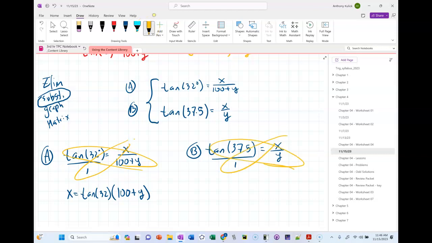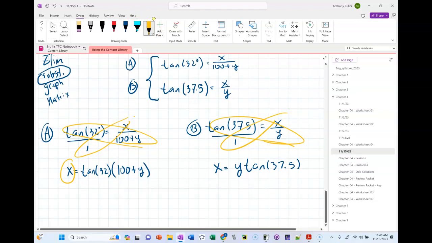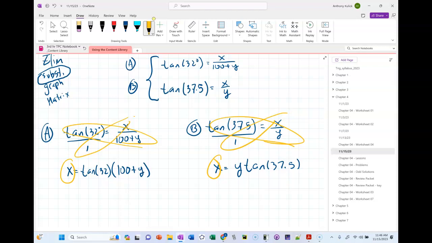Do the same thing with equation B. So we have x equals y times tan 37.5. At this point, notice that both of these equations are equal to x. What does that allow us to do? Set them equal. Yes, very good. We can now set them equal to each other.